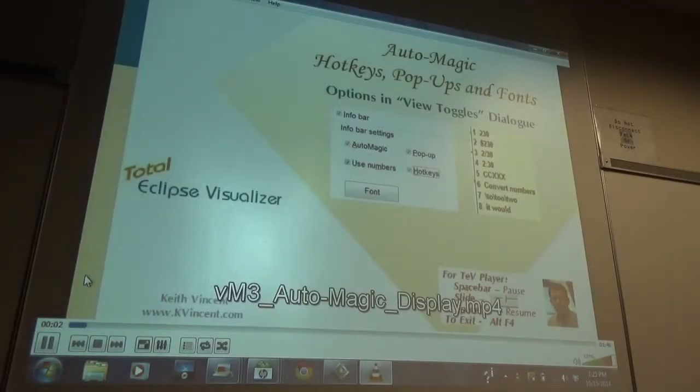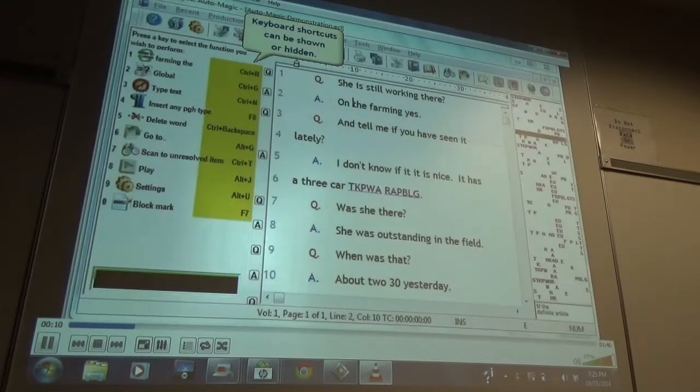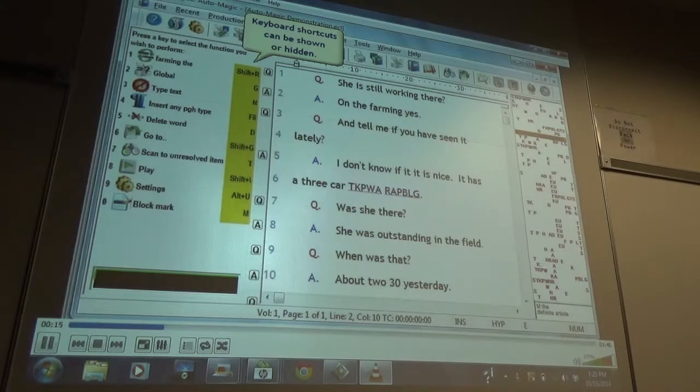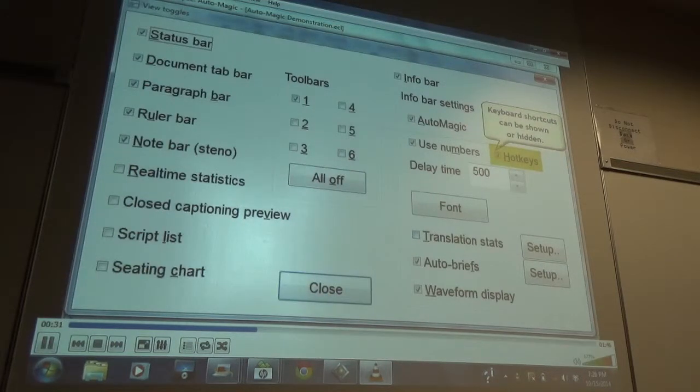Hotkeys, pop-ups, and fonts are a few Automagic display options that are found in the View Toggles dialog. At the right edge of the info bar, Automagic can show the speed keys or hyper keys that are available as keyboard shortcuts. This can help new users to learn the keyboard shortcuts for editing efficiency, but more experienced users may want to hide them. This can be done by going to the View Toggles dialog and unchecking the box that appears next to Hotkeys.